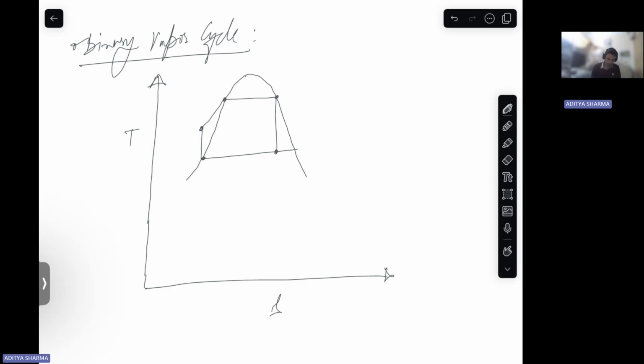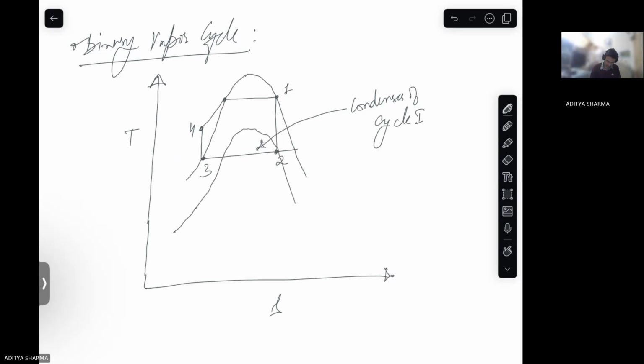Then this is the condenser. Let's write 1, 2, 3, 4. So this is your condenser of cycle 1. I'm calling it cycle 1. And what we do, we take heat from here. So write this as 1 dash, 2 dash, 3 dash, 4 dash, and then join this.